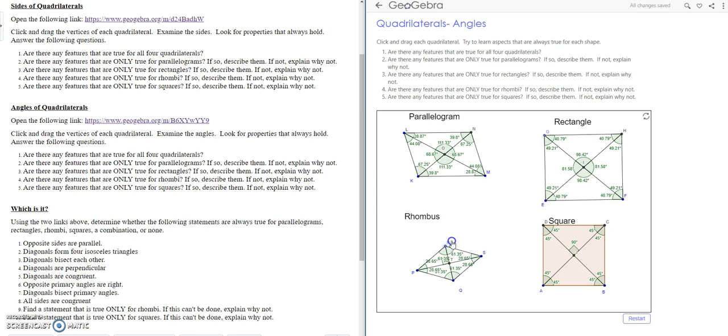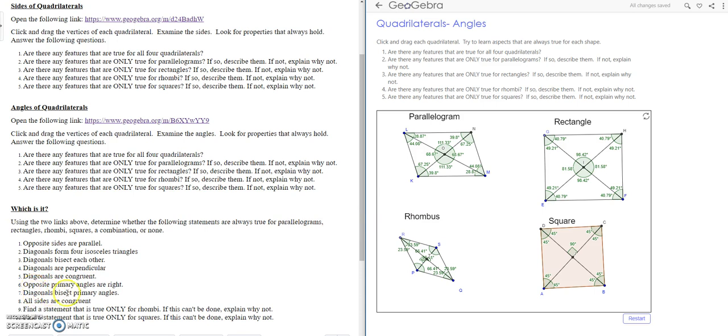The rhombus, well, that's 61, 61. That's 122 over 122. So that doesn't have to be true for the rhombus. But the square, if it's true for a rectangle, it's true for a square. We can see 45 plus 45 is 90. So all 4 corners are 90 degrees. So that is a statement true for rectangle and for square.